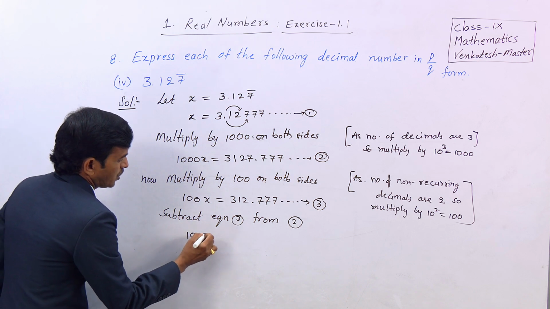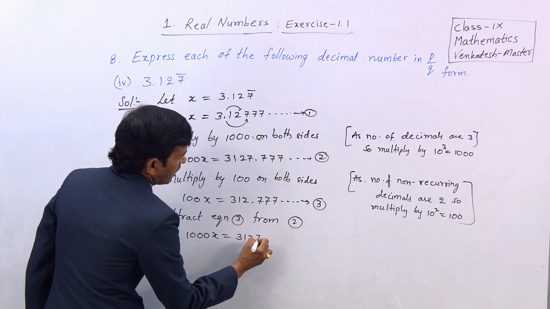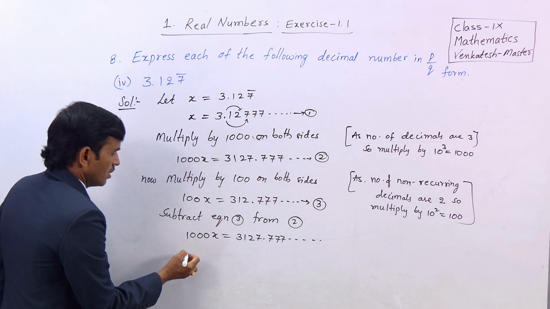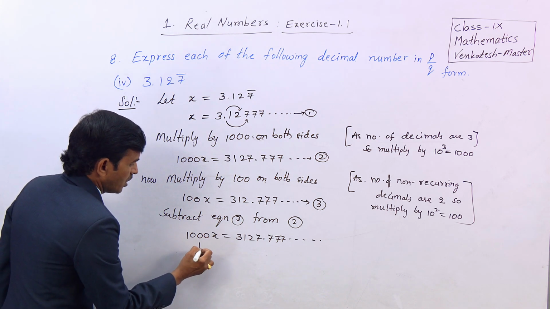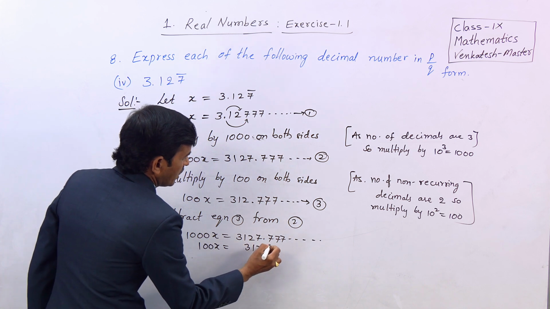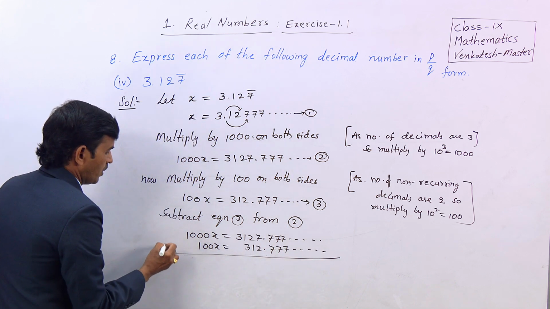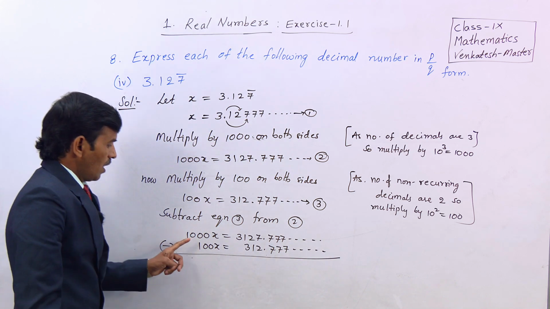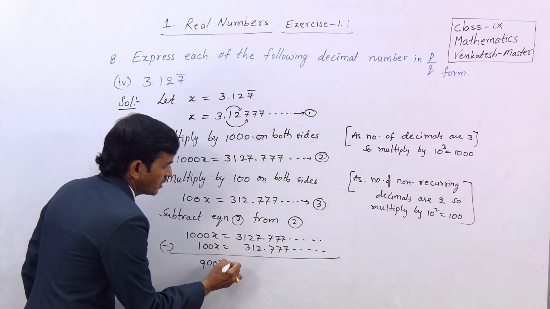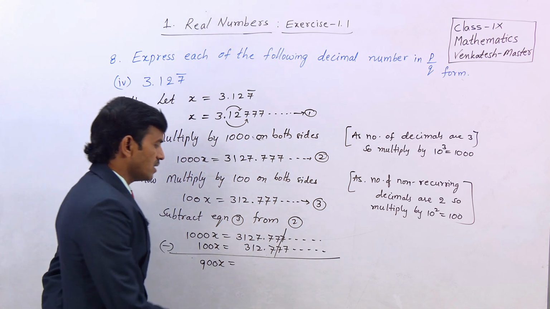So what is the equation 2 here? 1000 times of x is equal to 3127.777, and so on. Next, the third equation is what? 100 times of x is equal to 312.777 and so on. When you subtract, 1000 minus 100 is nothing but what? 900 times x, which is equal to, now the recurring decimals cancel.